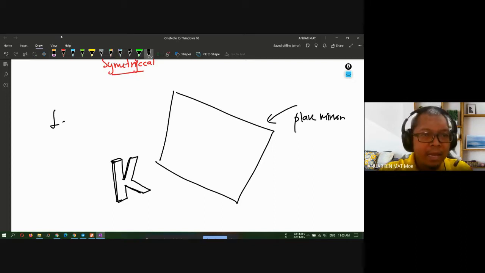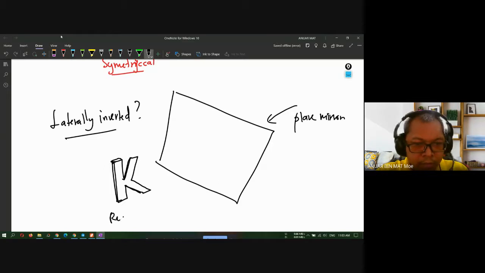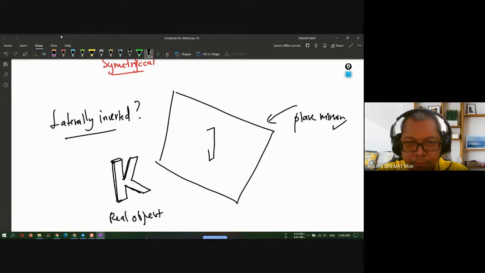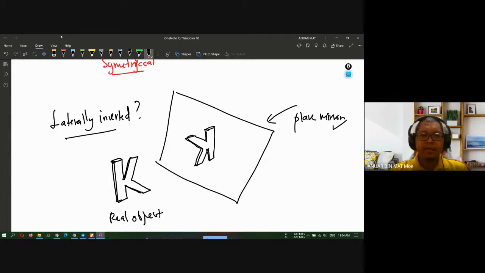So what is meant by laterally inverted? So this is the real object. This is the plane mirror over here. So you can see that it will form like this. Okay, can you understand? This is what we call laterally inverted. Is it okay, class? Laterally inverted like this.